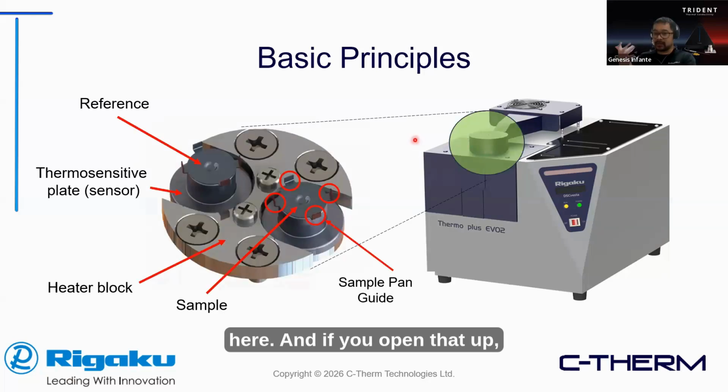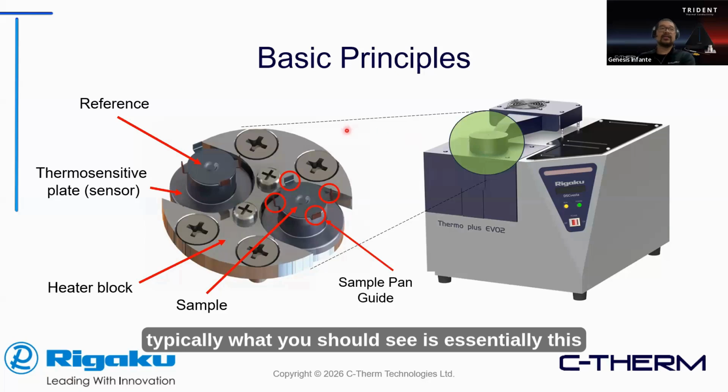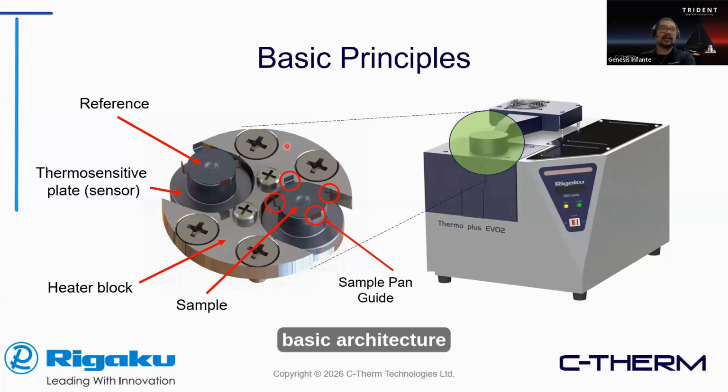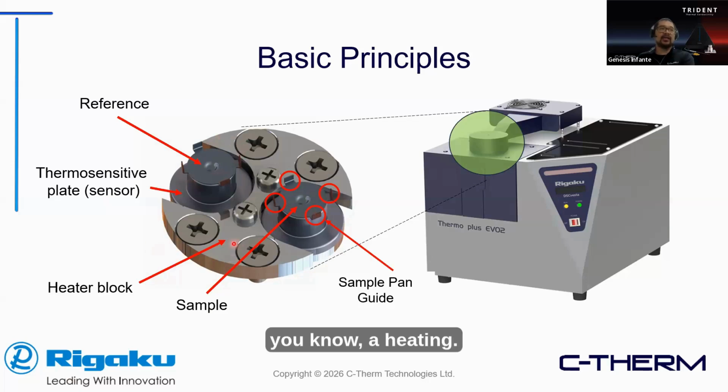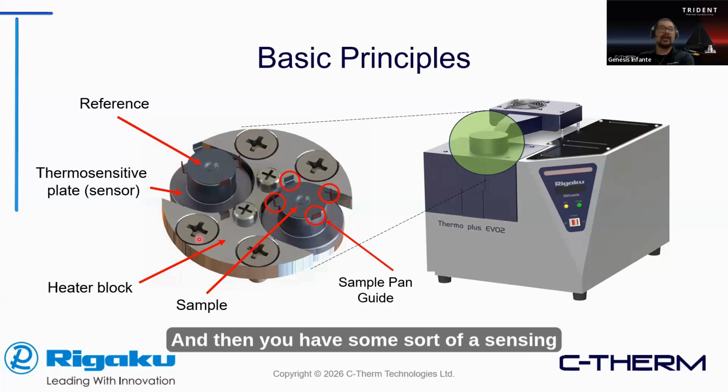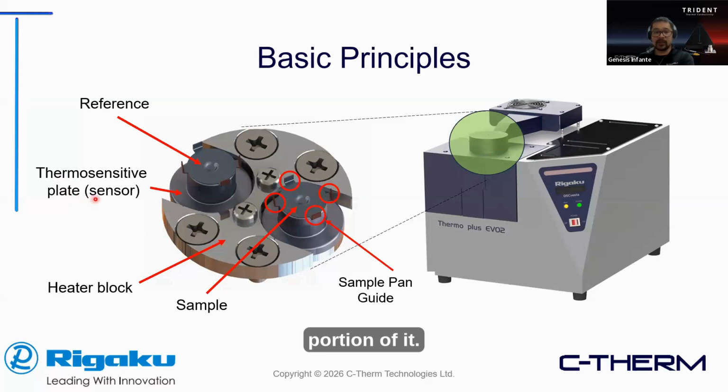And if you open that up, typically what you should see is essentially this basic architecture where you'll have a panel or a pan position for a sample and another, identical position for your reference. And then the whole structure should have a heating or heat source of sorts, and then you have some sort of a sensing portion of it.